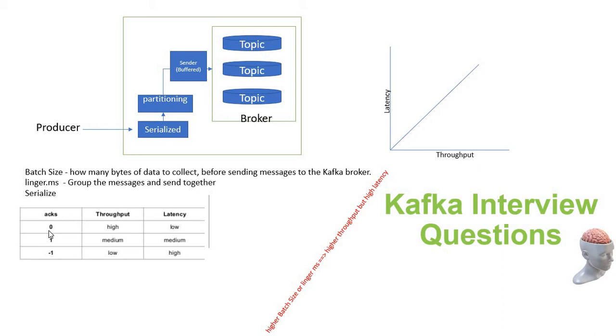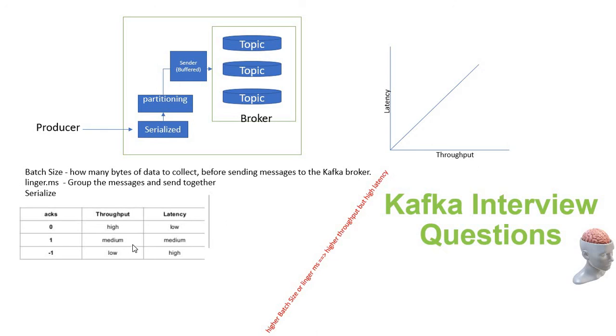If I go with 0 acknowledgement, I just send data and never care, which gives high throughput with low latency, a very good performance. But you cannot rely on your data, whether it reached or not is not certain. In that kind of environment you can go with 0. If you go with 1, both latency and throughput will be at a medium level. The producer waits for the acknowledgement from the leader broker, so there is some latency.